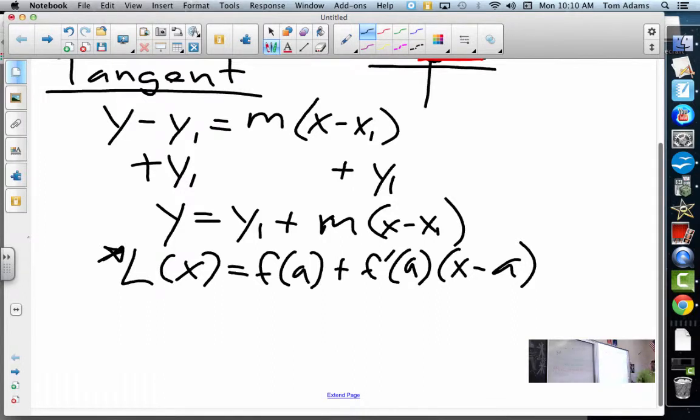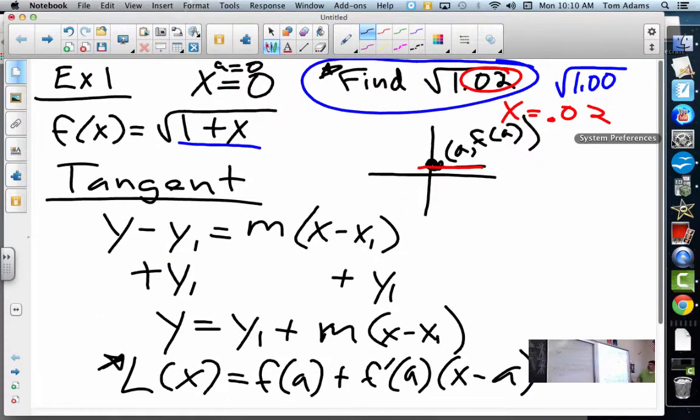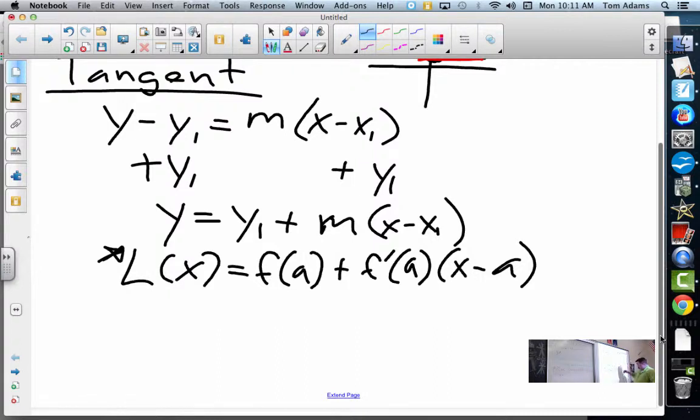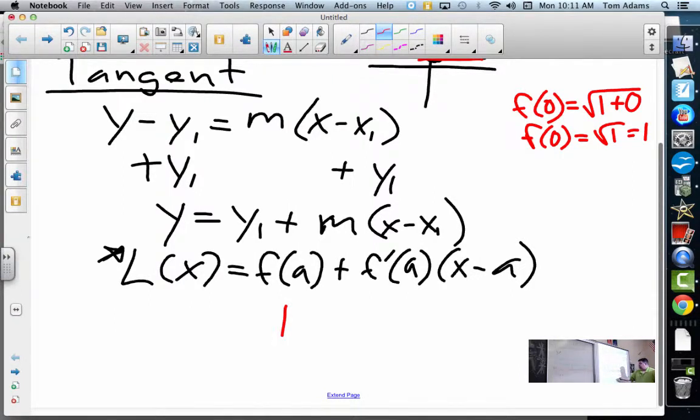Okay? So the process to solve this, in other words, we want to figure out what is the square root of 1.02 and figure out what that is rather precisely without using a fancy calculator. Okay? We want to be able to do that in our head. So we can find out what f of a is, because f of a is the original function, f of 0, and the original function that we came up with was the square root of 1 plus x. So f of 0 is equal to the square root of 1, which is just 1. So I put a 1 here.